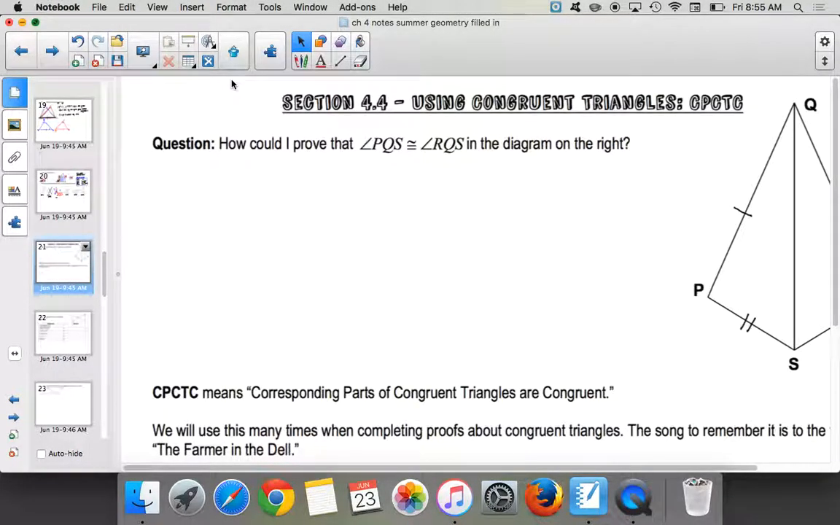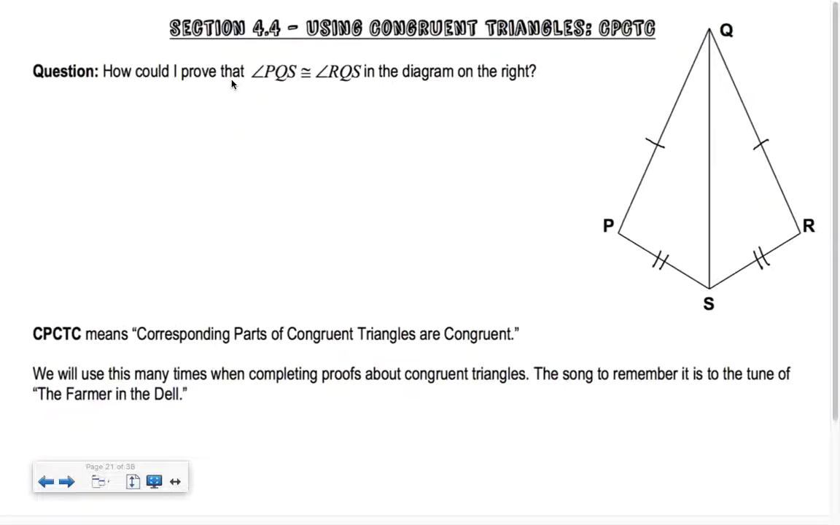Section 4.4 is using congruent triangles, so CPCTC. I've mentioned this a little bit, in the video yesterday and previously in class. It says, how can I prove that angle PQS is congruent to RQS in the diagram on the right? You would say that QS is congruent to itself. QS is congruent to QS by the reflexive property.